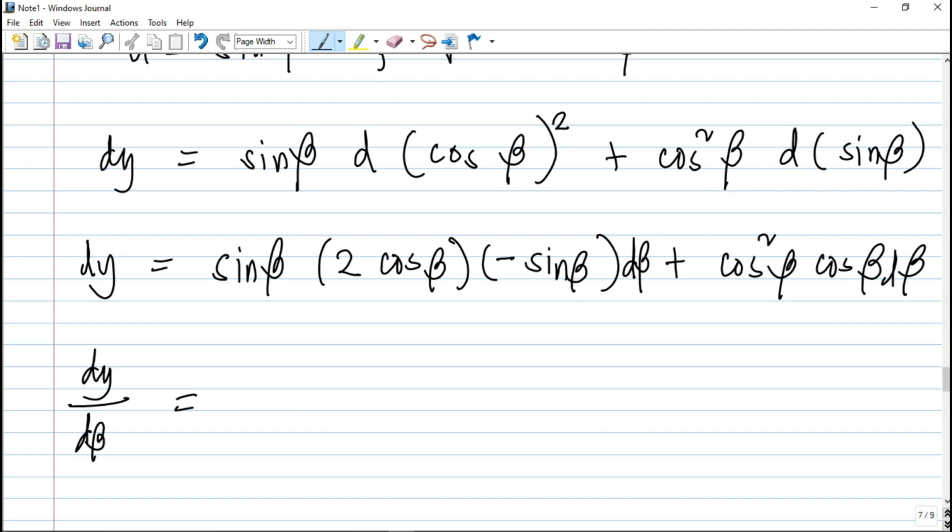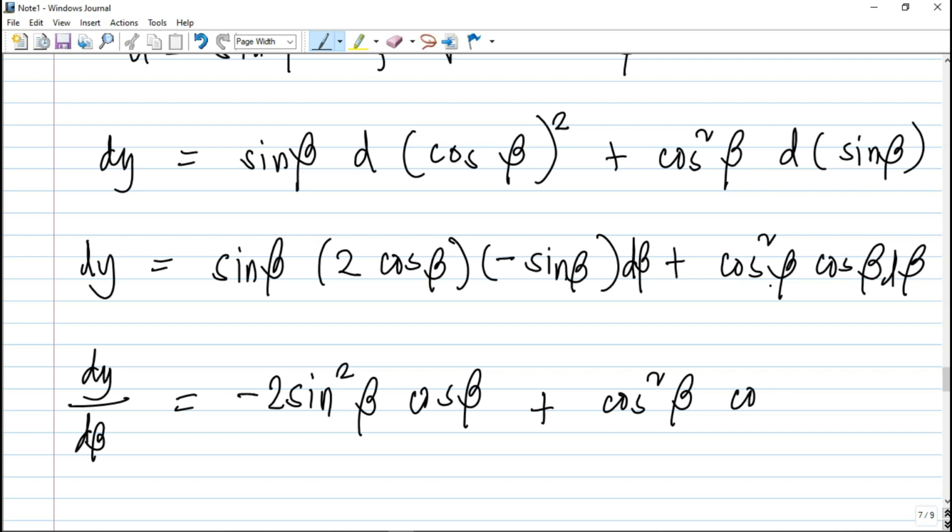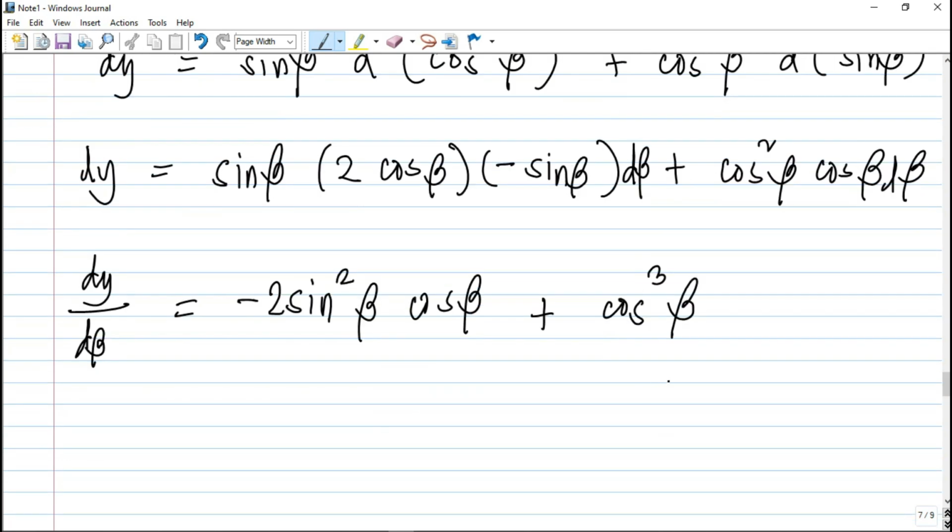So, negative 2 sine squared beta cosine beta. So, plus, you have here cosine squared beta times cosine beta. So, basically, this is cosine cube beta. Okay. So, cosine cube beta. Pwede pa natin siyang i-simplify by factoring out yung cosine beta because it's common to both terms of your equation. Okay, so derivative of y with respect to beta.